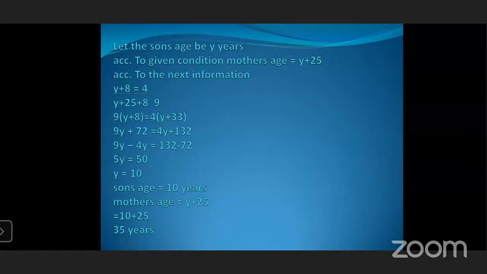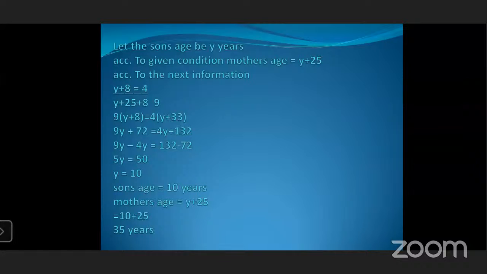According to the next information, we have to take the ratio of the two. After 8 years, y plus 8 divided by y plus 25 plus 8, that is y plus 8 upon y plus 33, is equal to 4 upon 9. Now cross multiply: 9 into y plus 8 is equal to 4 into y plus 33.